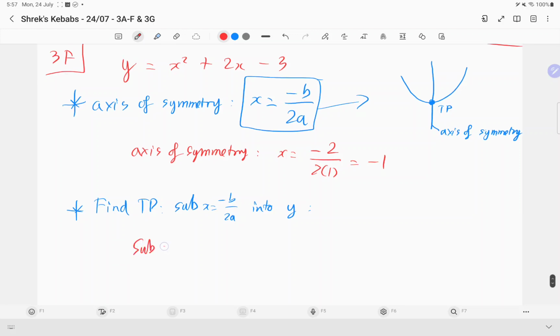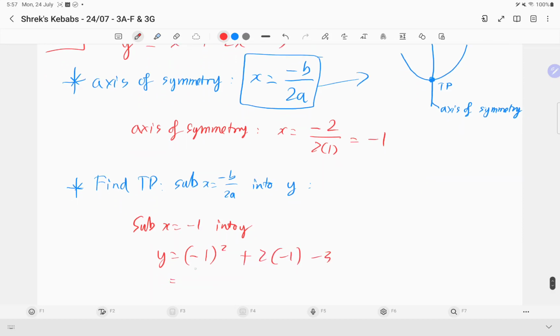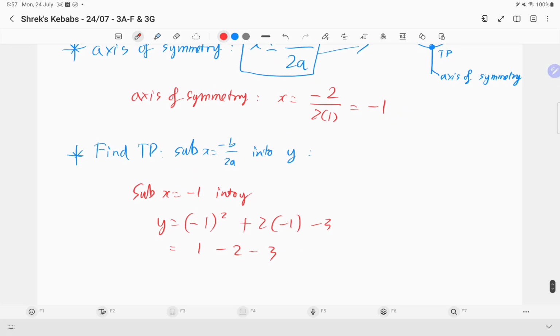sub x equals -1 into the equation for y, then I would get y equals -1, everything squared, plus 2 times -1 minus 3. Then I would get -1 squared, which is 1, and then minus 2 minus 3, which is -4. Okay, so this is the y value when x equals -1, and that's the y value of the turning point.